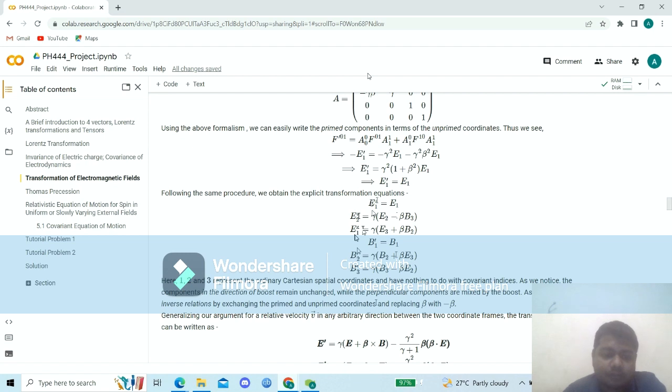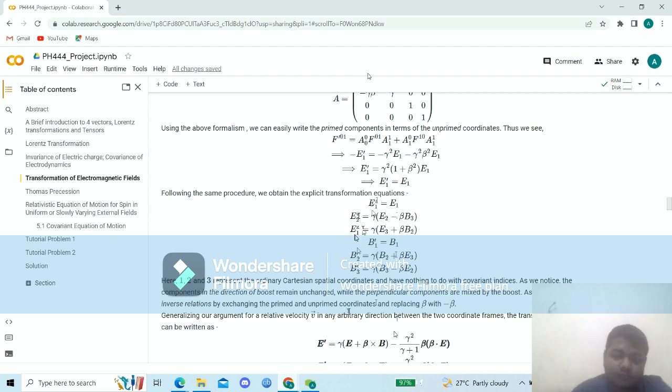We have already seen that the components of velocity or even coordinates don't change in the direction of the boost. The perpendicular components are mixed by the boost. As we can see, they are a mixture of electric and magnetic fields for each individual case. And we can always get the inverse relations for the transformation equations by exchanging the unprimed and primed coordinates and replacing beta with minus beta.